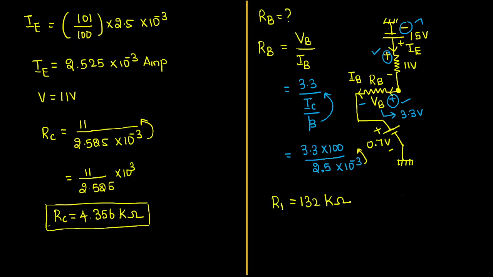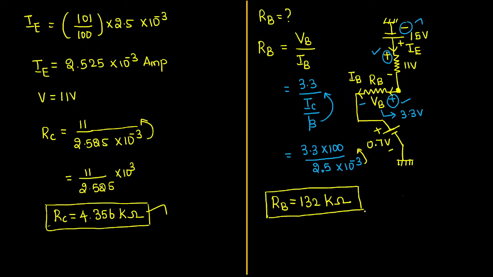I always told you that the value of base resistance is far greater than the value of collector resistance. You know the reason. See there, this collector resistance value is only 4 kilo ohm, whereas the base resistance is about 130 kilo ohm.